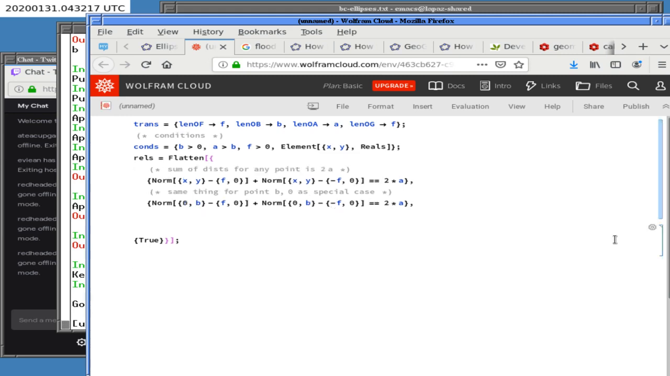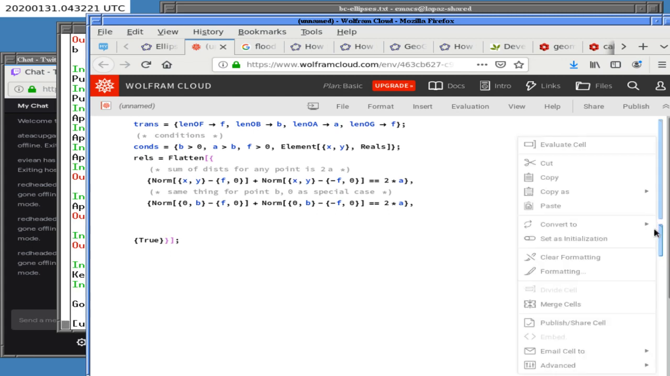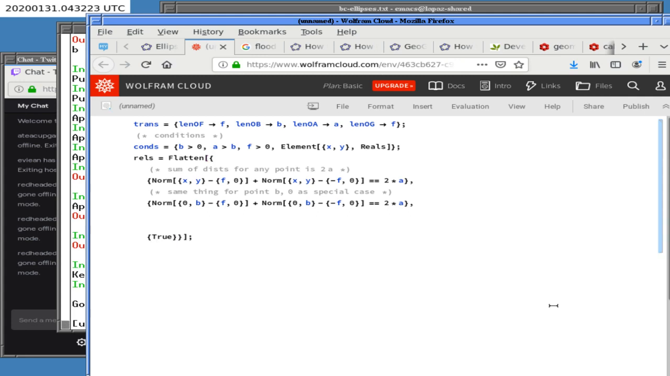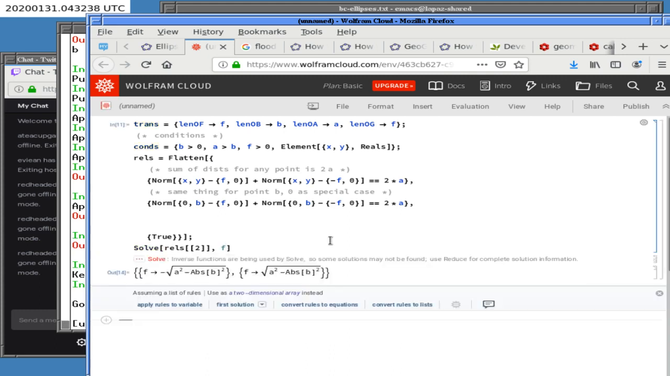And I want to merge it with this cell too. Yeah, this could get very ugly. And then hit return. Well, that's not going to do anything. So we want to say solve rels 2 for f. This should actually give me an answer like it did before. See, that's what I was looking for.